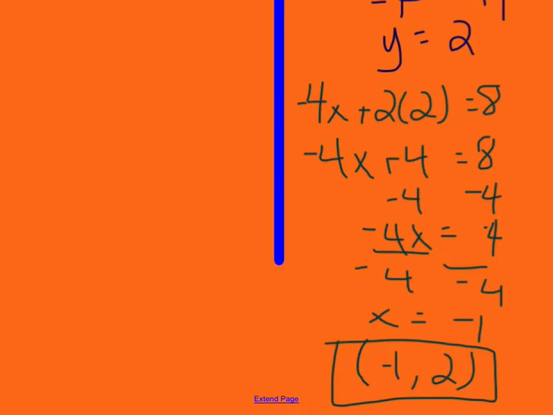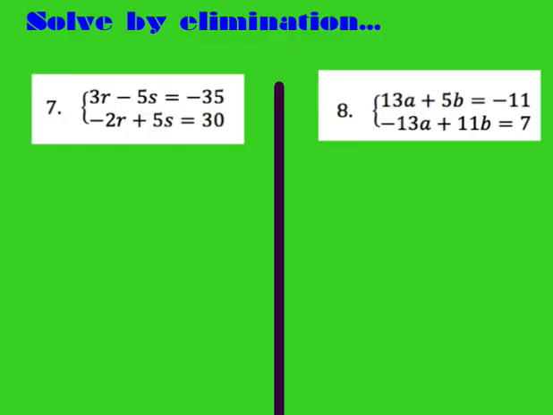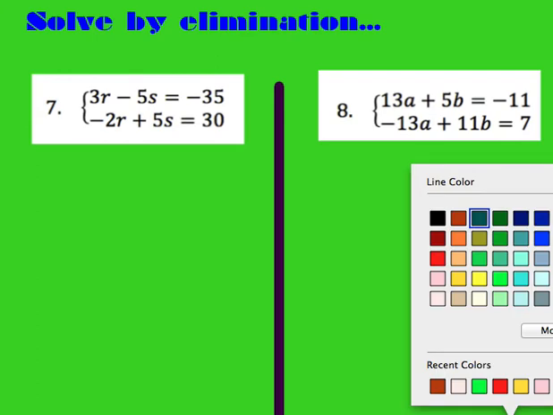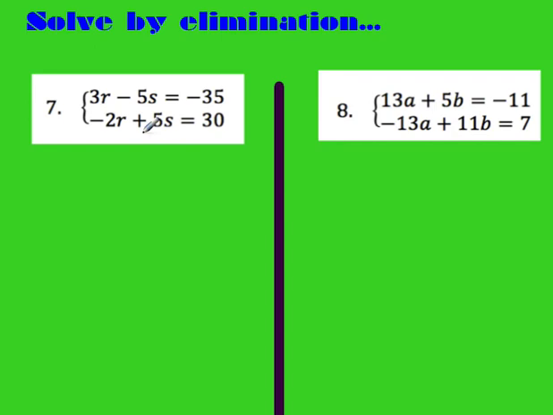All right. Let's take a look at number 7. So to solve number 7, again, we want to make sure we have the same coefficient with opposite signs. So what I notice is that the s terms both have a 5 for the coefficient. One's positive and one's negative. So I can go ahead and add down the columns.